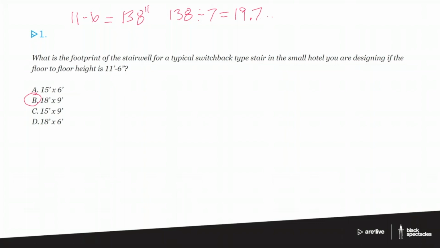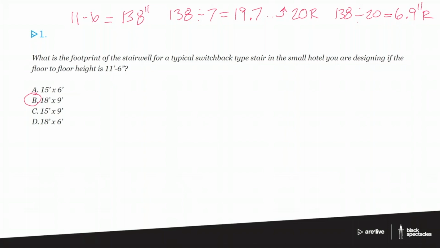You can't have a 0.7 riser. That wouldn't make any sense. It would be a death trap. People would trip on it all the time. So we immediately round up, so that's going to be 20 risers. Now, just sort of interestingly, I can then go back and say, all right, 138 inches divided by 20, and that's going to give me 6.9 inches. So that means each riser is 6.9. That's interesting. I actually don't need to know that to answer this question, but there you go.